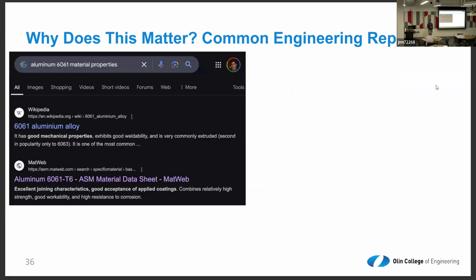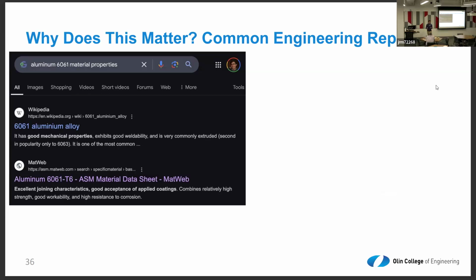Why does any of this matter? How does this connect back to engineering practice? This is an exercise I like doing with my students, especially my mechanical engineers, asking them to go look into material properties. What do you actually find if you go searching for this kind of information? This is a search that you could try on your own if you'd like to. Pick your favorite aluminum alloy, or whatever alloy. 6061 is, we would say, garden variety aluminum.